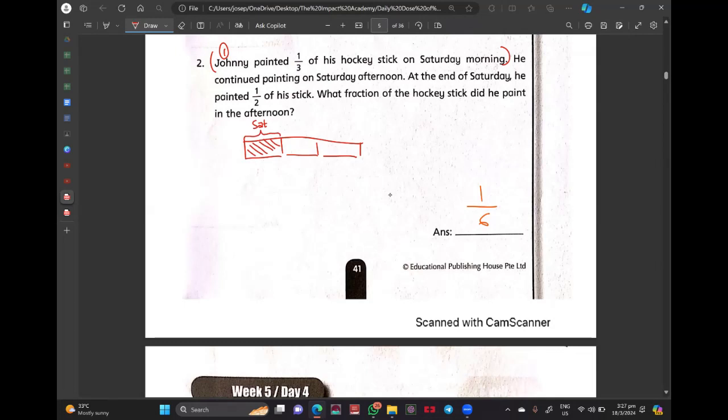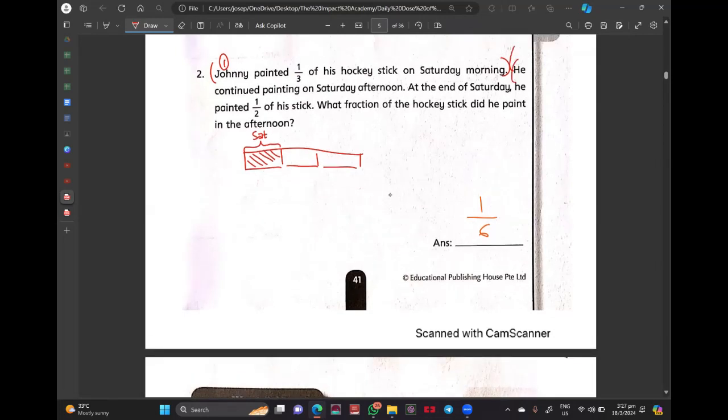Okay, so he decided to continue painting. Sentence number 2 says he continued painting on Saturday afternoon when the sun is up. It's hot and he has nothing to do. No work, no study, nothing. So he said, hey, you know what? I'm going to start painting my hockey stick. No hockey training. So he continued painting on Saturday afternoon. And at the end of Saturday, we don't know how much he painted on Saturday afternoon. Agree or disagree? Very good.